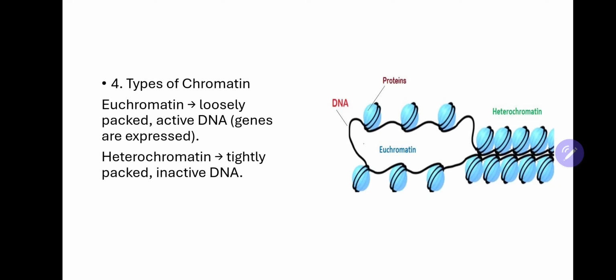Next we can talk about the two types of chromatin, that is euchromatin and heterochromatin. As you can see in the picture itself, heterochromatin is tightly packed. If they are tightly packed, they will be in their inactive form. So it consists of inactive DNA, and they are transcriptionally inactive regions. While in the euchromatin region, these contain loosely packed and active DNA, and they are generally expressed genes. So euchromatin is the transcriptionally active region of the chromatin. Euchromatin is loosely packed and heterochromatin is tightly packed.